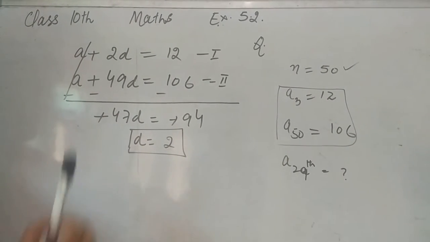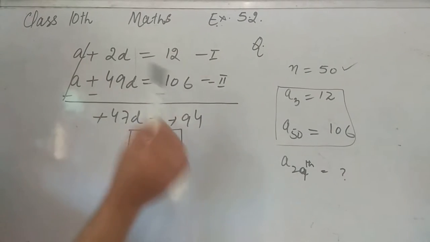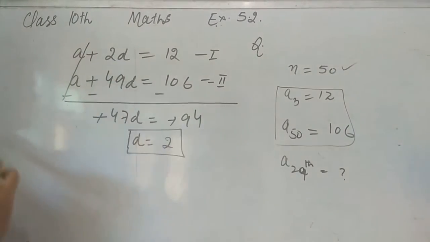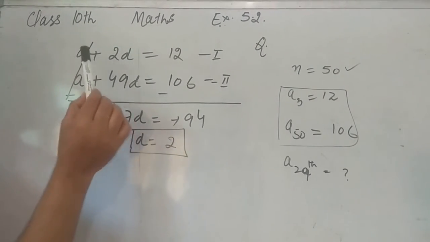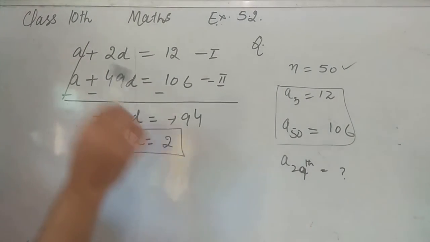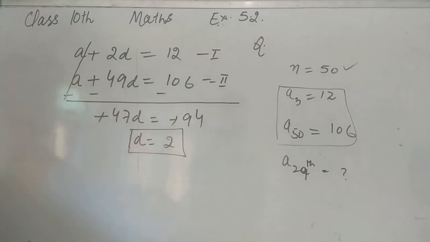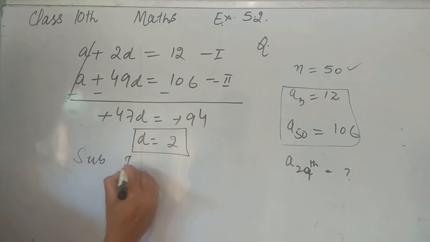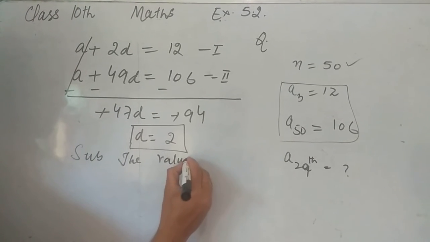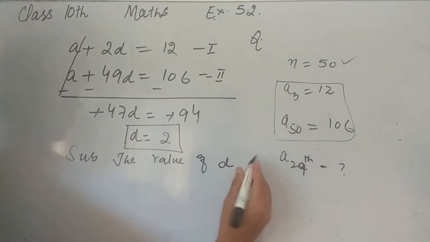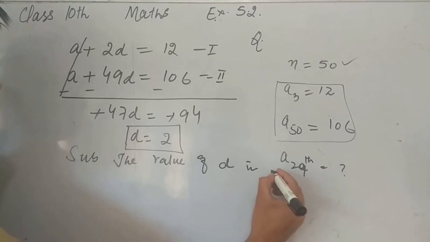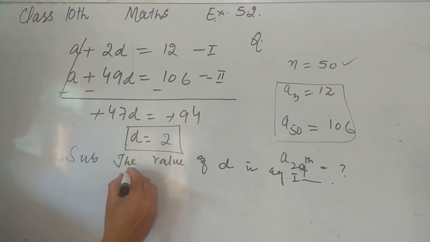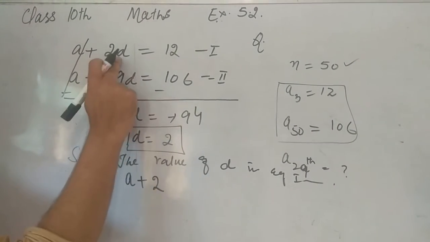Now we can find the first term of this arithmetic progression by substituting the value of d in equation first. When we substitute the value of d in equation first or second, we will get the first term, means a, of the arithmetic progression. Now dear students, substitute the value of d in equation first. तो हमारे पास first equation जो है, that is a plus 2d is equal to 12.